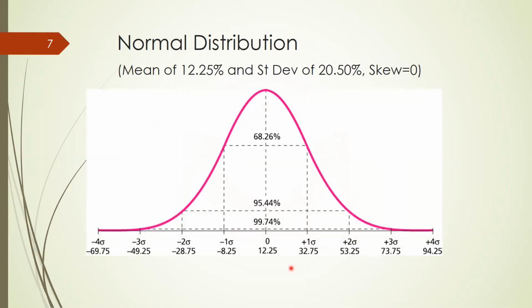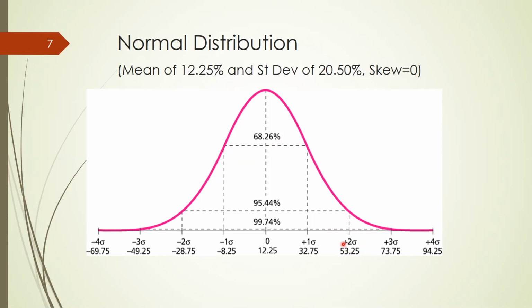A normal distribution is symmetric. It has a mean, which is the center, that's equal to the median. And the standard deviation tells you the probability that a certain range of outcomes can be observed. One standard deviation above and below the mean has 68.26% probability to be observed.